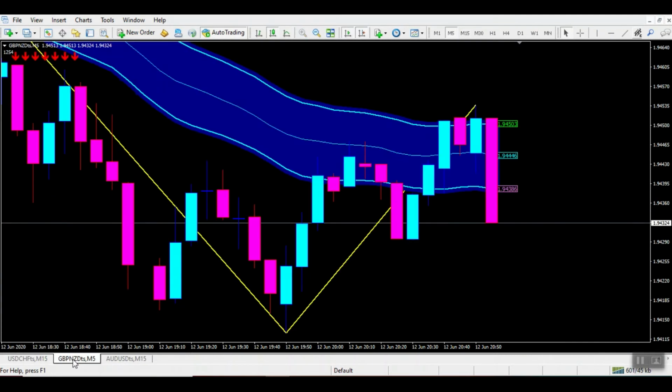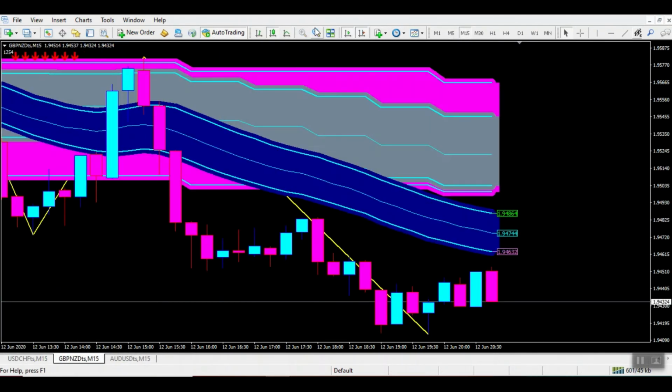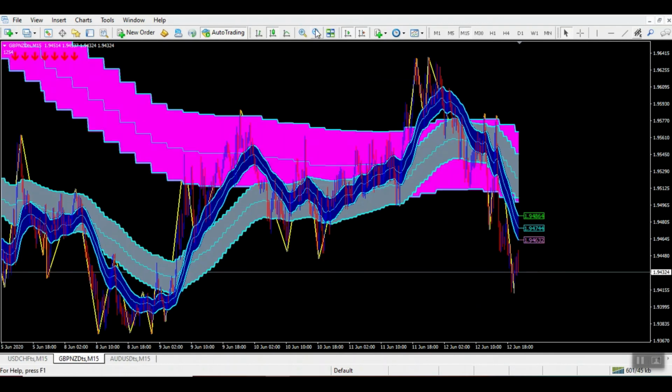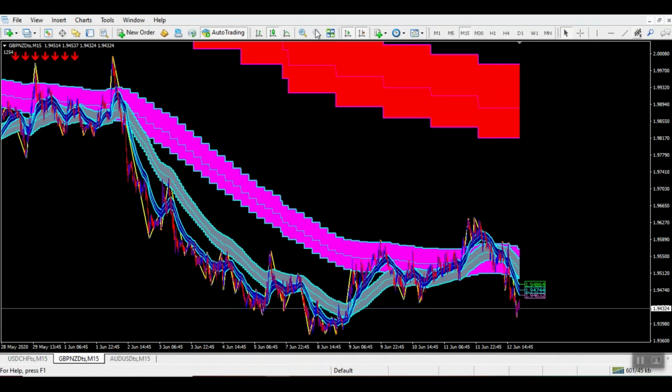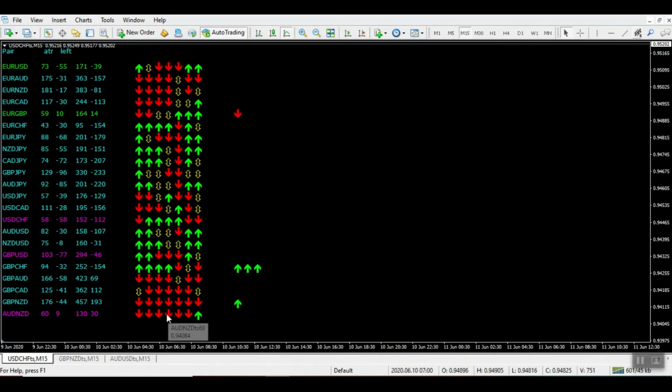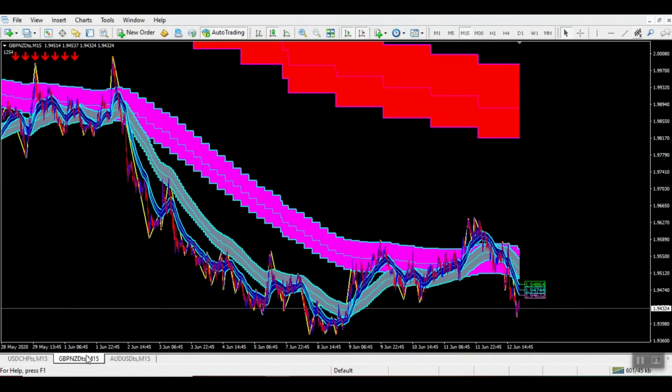I don't really trade the GBP NZD anyway. It's kind of wild. But we'll see, we were looking at the fact that they were all red, right? Yeah, let's see. Yeah, they're all red. See, the daily's been dropping. The 240 has been dropping. The hour has been dropping. The 15 minutes been dropping.